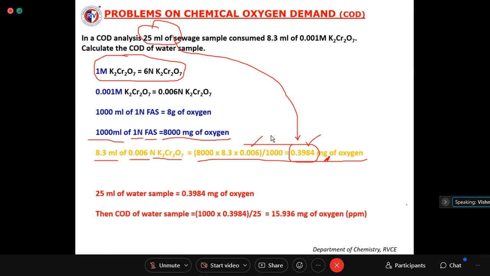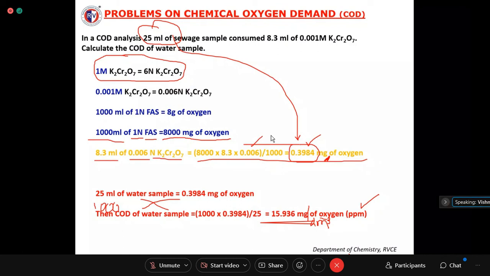But for 1 dm cube, how much? You can calculate, just cross multiply. Say 25 ml of water sample is this one, and 1000 ml how much? Just cross multiply, you will get your final 15.936 milligram of oxygen. Generally it will be in ppm, because I have mentioned mg. Sorry, actually this should be mentioned as mg per dm cube, or it is ppm. Okay? This is your problem based on K2Cr2O7.